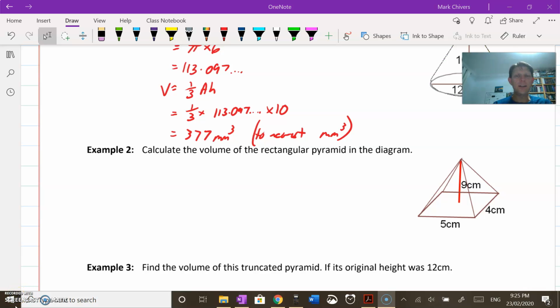Just one second. So continuing on, we just need to find the area of that base. Probably pretty easy for you to work out, but the area is the length times the width. That's going to be 5 times 4, and that's going to be 20 centimeters squared.